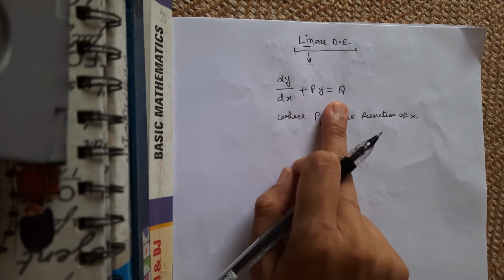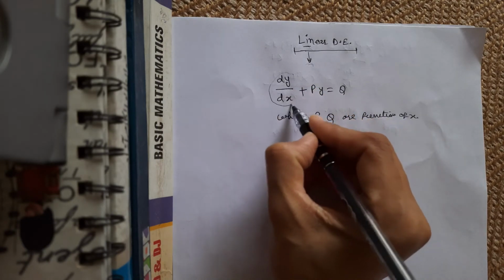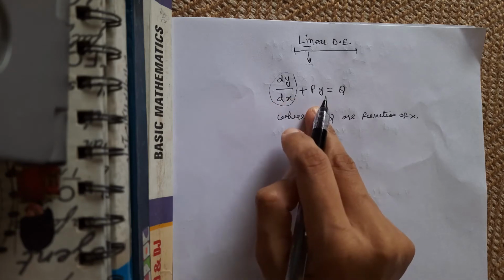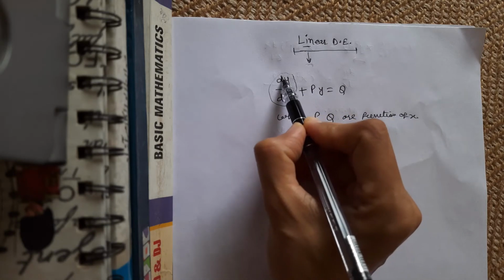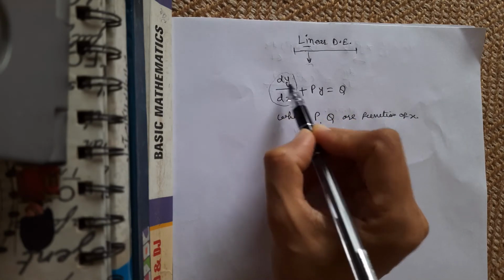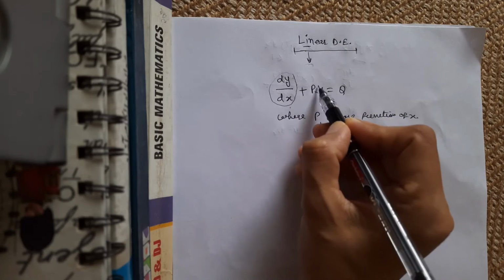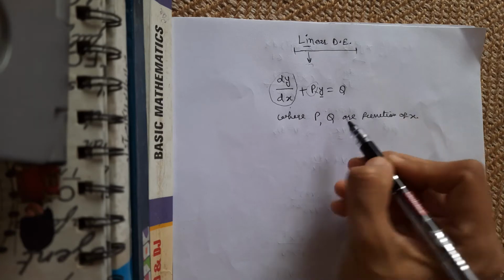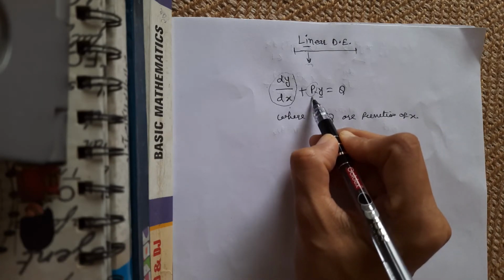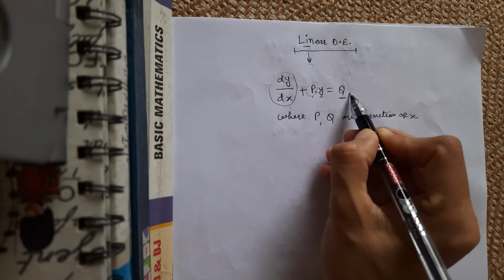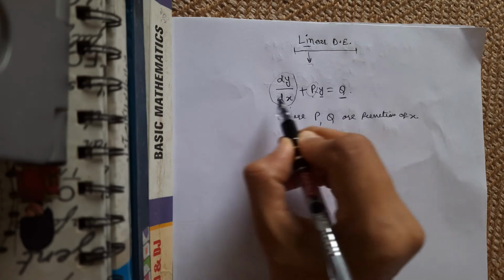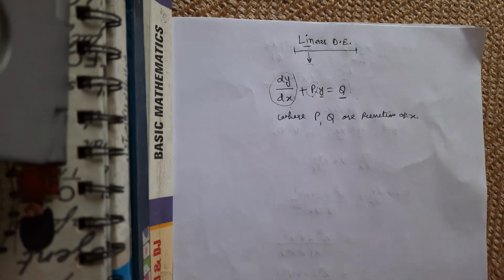How do you identify it? Since it is first order and first degree, the order is 1 and the degree is also 1, you will always have the term dy by dx. In the second term you have y in multiplication, there may be some term of x in the multiplication, and on the other side you will have some term of x. So that's how you identify the linear differential equation.